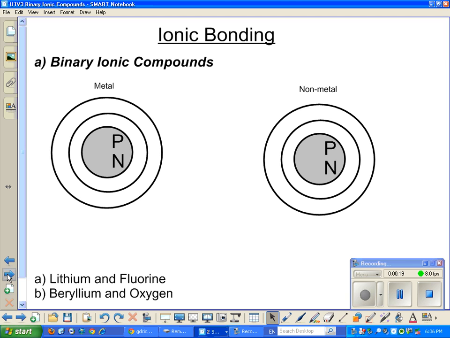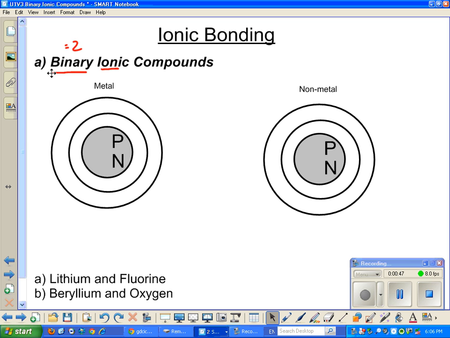So let's begin by first of all defining what this word binary is. Binary simply means two. So these are compounds that contain two different types of atoms. But more specifically, the word ionic means that they must be charged species. And so in order for them to bond with each other, one must be positive and one must be negative, and therefore they're held together by the notion that opposites attract, or in chemistry terms, by electrostatic forces.